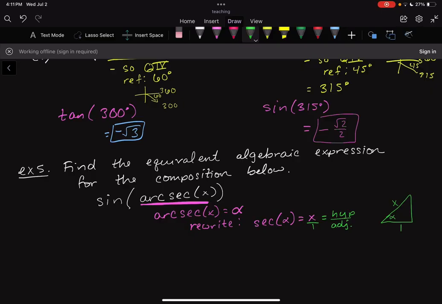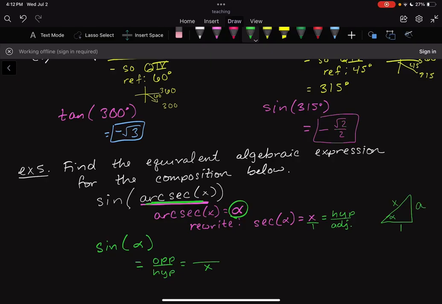Now let me show you why we're doing this. When we let arcsecant equal some angle, if we replace that, we just get sine of the angle. So that's pretty much all I'm looking for, sine of this angle alpha. Well, sine is opposite over hypotenuse. I already know the hypotenuse is x. I just need to find the opposite side. To do that, I'm going to use the Pythagorean theorem.